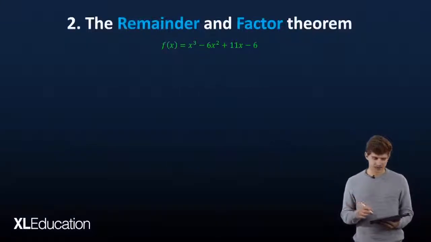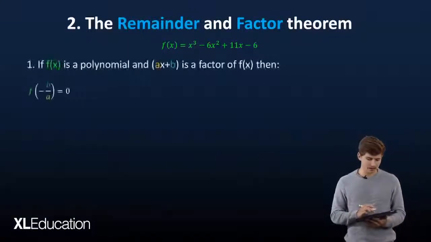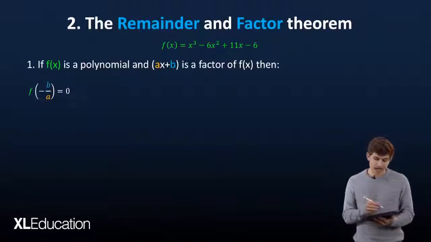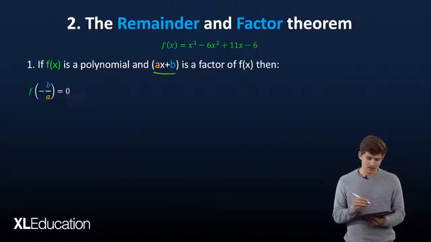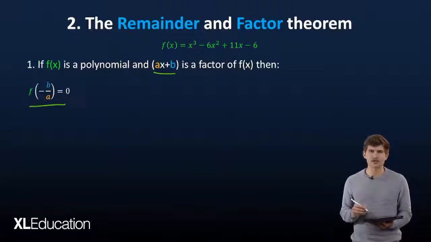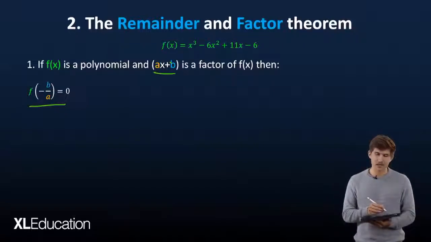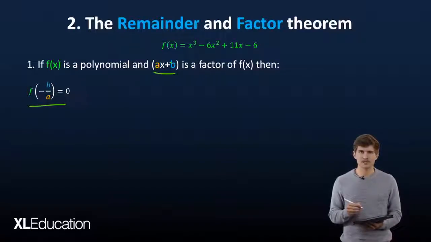So the first thing we need to do is use the factor remainder theorem. The factor remainder theorem states that if we're given a polynomial like this, f of x, and ax plus b is a factor, then it'll hold up to the relationship I've just underlined. That means that if I plug in minus b over a, as it's stated there, that'll produce a 0 in the function. So let's quickly use this as an example.